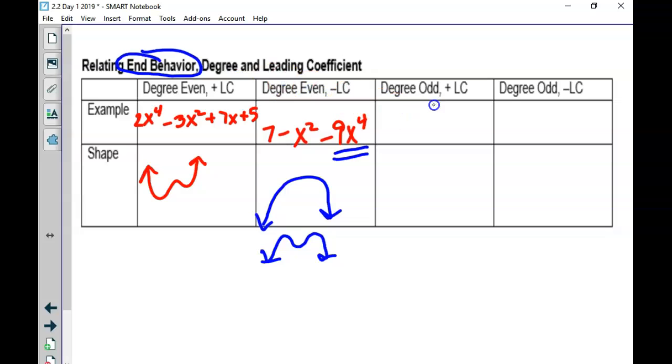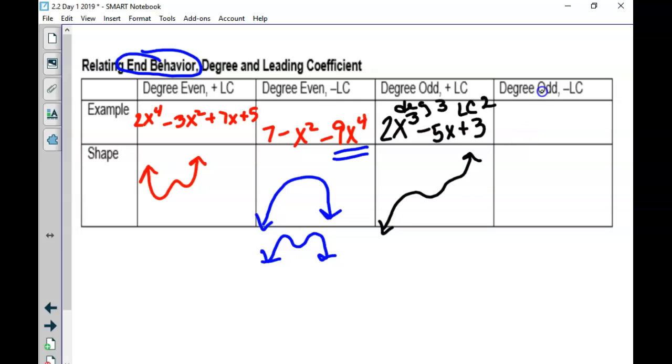All right, odd degree, positive leading coefficient. What's the left side doing, guys? Okay, so this is a degree 3 with a leading coefficient of positive 2. What should the left end be doing? Down. We don't know what's going on in the middle, but the left end should be going down.